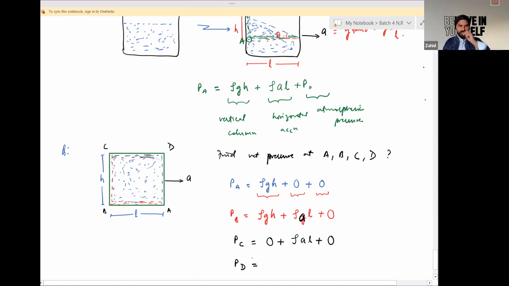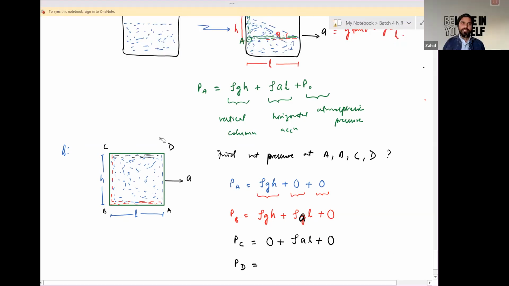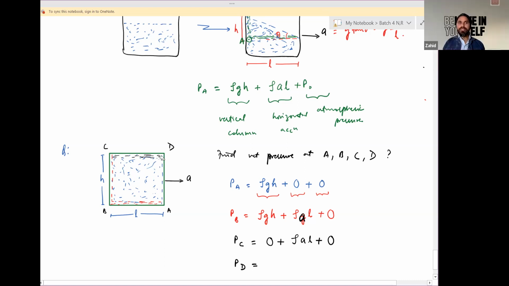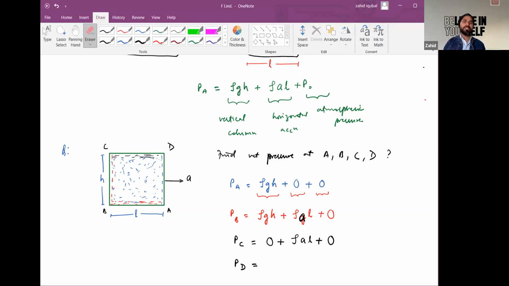So what will be for this particular point D? First check, is there any vertical column above this particular point D? No. So there is no vertical column above point D, so it will be 0, first part. Is there any horizontal component along this direction? No. And since this whole vessel is enclosed, there will be no atmospheric pressure as well. So net pressure due to all these three different components for point D will be 0.